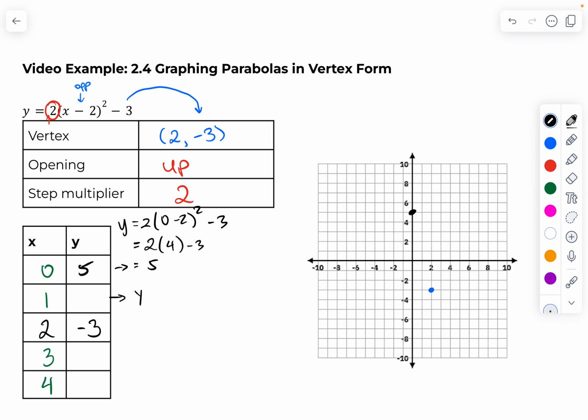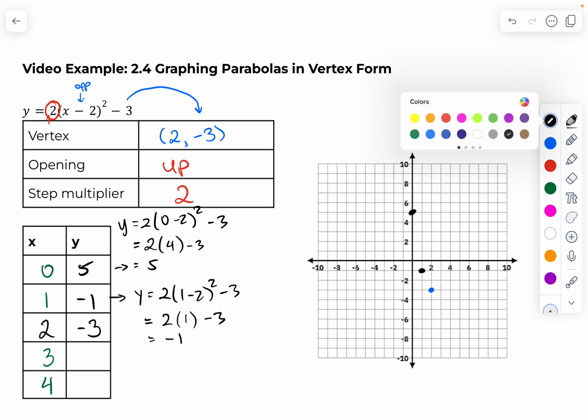So when x is 1, 2 times (1 minus 2) squared minus 3. So 1 minus 2 is negative 1, squared is 1. Minus 3, that gives me negative 1. So when x is 1, y is negative 1. Okay, so there's my vertex. Now, because I know what parabolas look like, I actually know that this parabola goes down to the vertex like this, and then it's going to go back up. Okay, but let's check using our table of values.